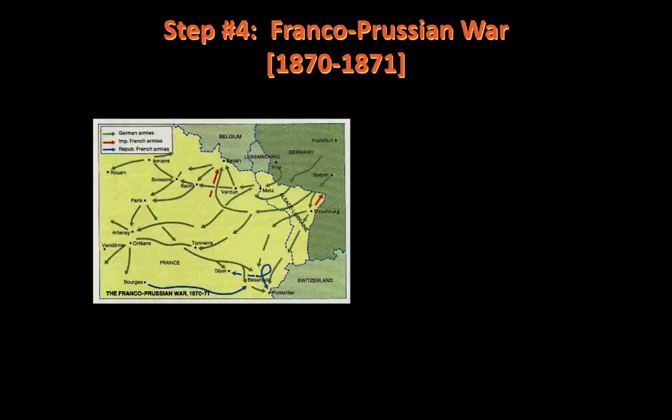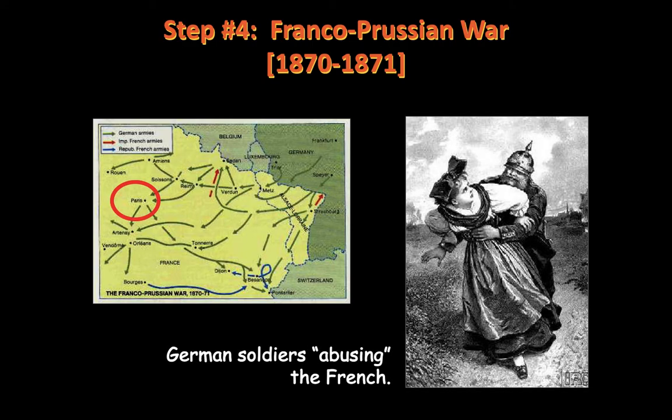So in the Franco-Prussian War, the Prussians will be able to defeat the French. They're able to march right into France. We're going towards the capital of Paris here. Now, most of the countryside of France will surrender. Paris holds on for quite some time.